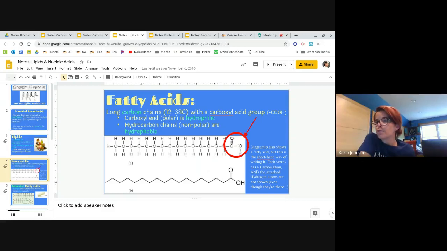So for number 14, we would say lipid is I, and then the saturated and the unsaturated fats would all be examples of long chains of hydrogen. We call them hydrocarbon chains. That's long chains of hydrogen and carbon.